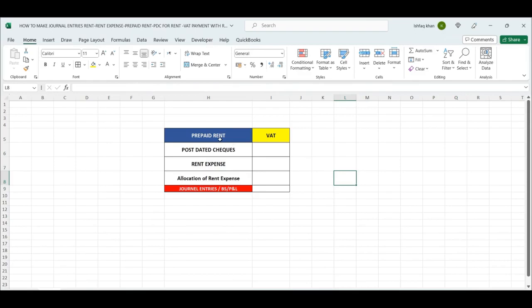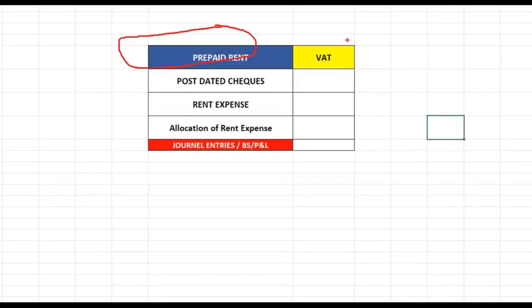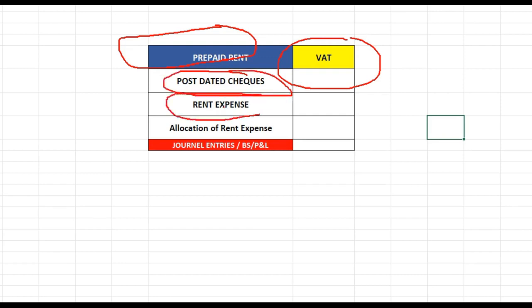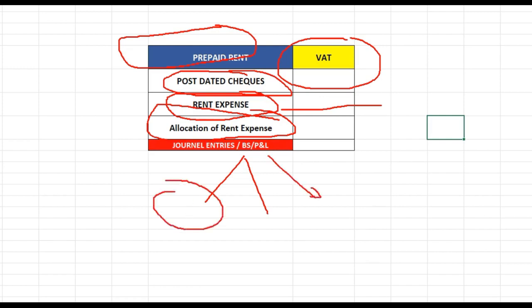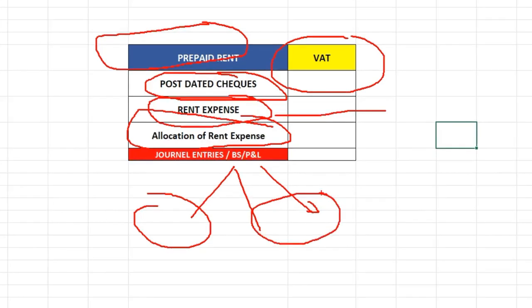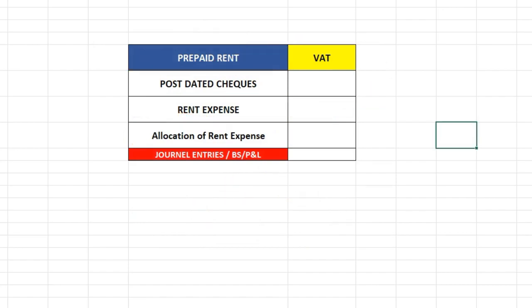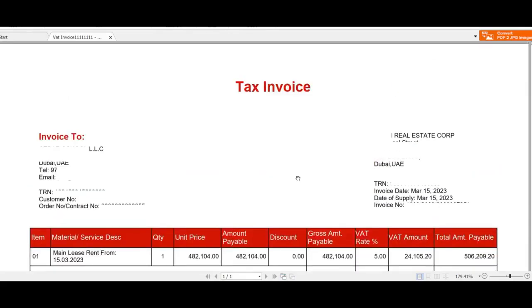So in this video we are going to learn prepaid rent with VAT, and what if rent is paid with post-dated checks, how much will be the rent expense, how we are going to allocate the rent, and how it will be presented at the end of each financial year. What amount will be reported in the balance sheet and what will be the amount reported in P&L. And all this will be based on our practical scenario, in which this is the tax invoice that I have received from a real estate corporation, and we will base this as our example to understand.